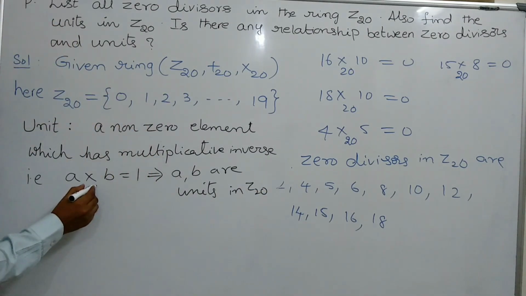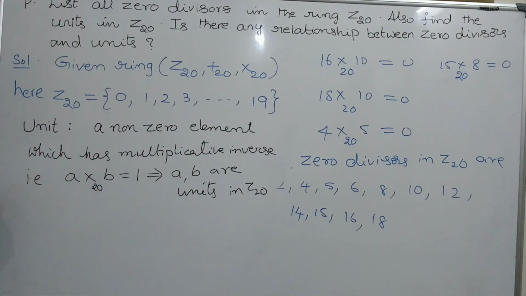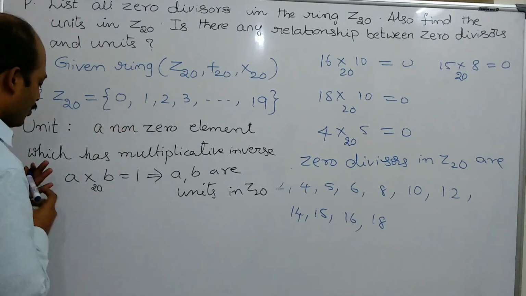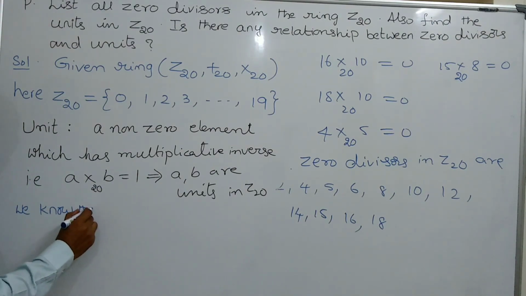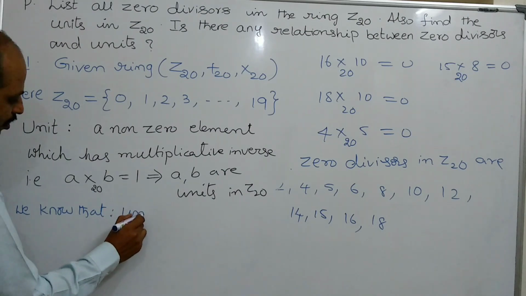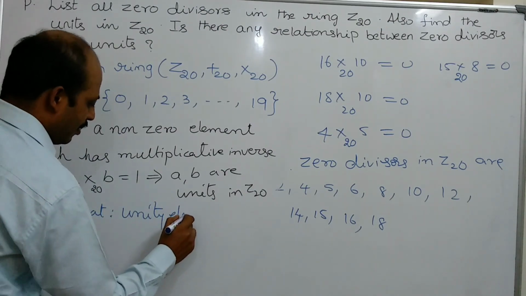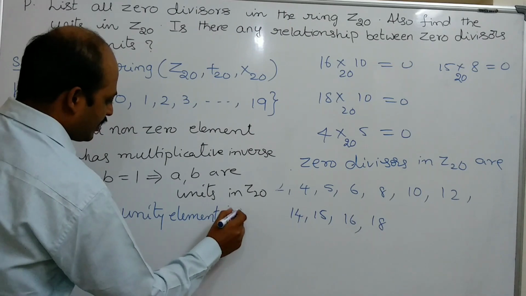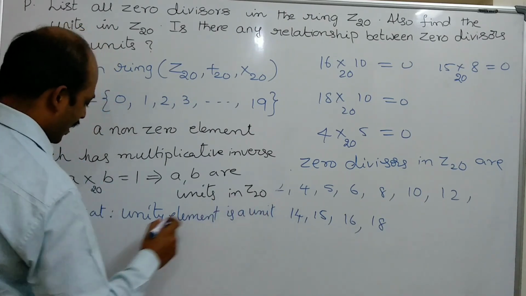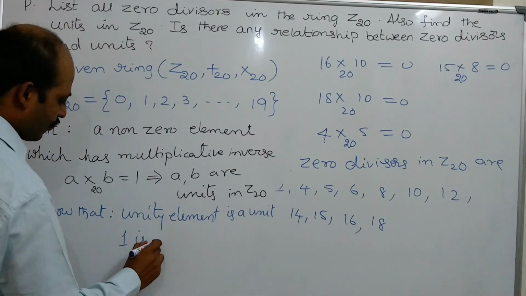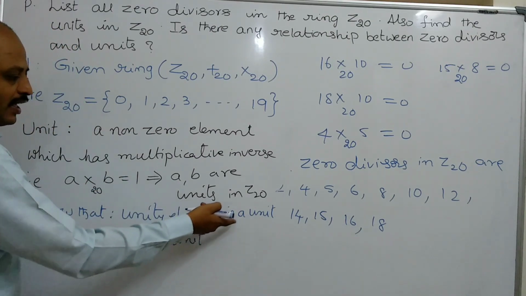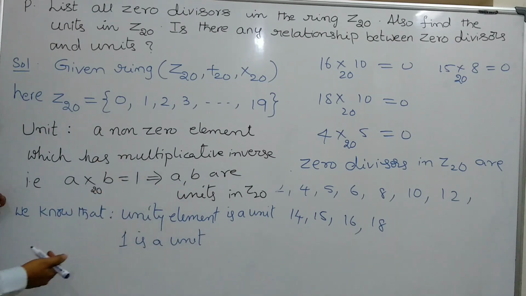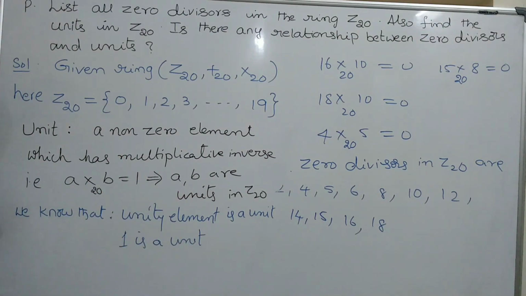So here multiplication modulo 20 is the operation. Let us check the units. We know that the unity element is a unit. In the previous class, we learned that the unity element of the ring is a unit. Therefore, 1 is a unit. Let us check the next element.